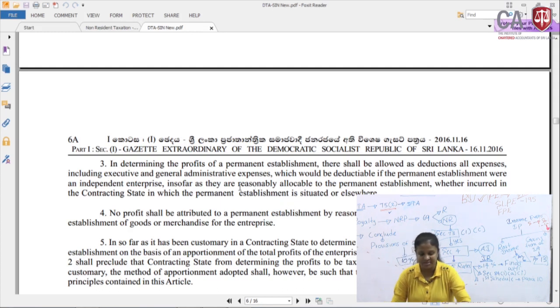What is this telling? In determining the profit of the PE, all expenses are allowed as a deduction, including executive and general administrative expenses. Now, this is not talking about head office expenses. This is talking about expenses incurred on behalf of the PE as an independent enterprise to conduct the business activities of the PE. If the PE has incurred executive and general administrative expenses, they can be deducted when arriving at the profit. But again, you need to apply the provisions of the Inland Revenue Act on allowable and disallowable expenses.